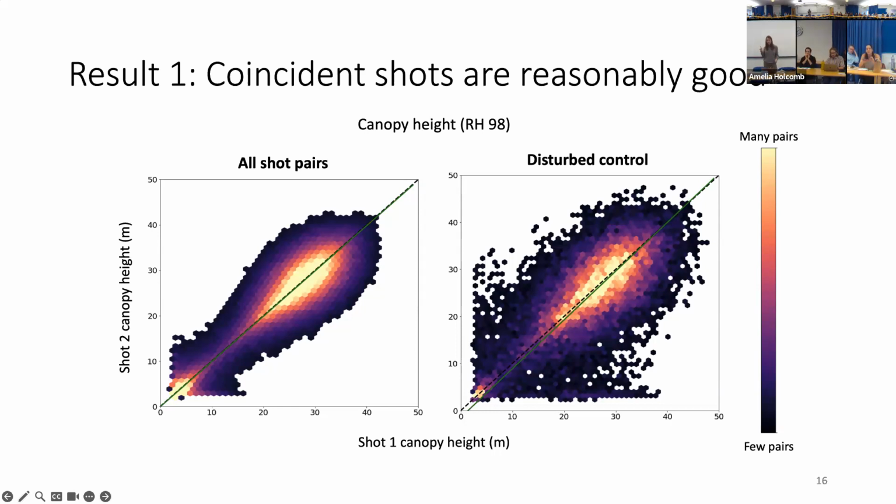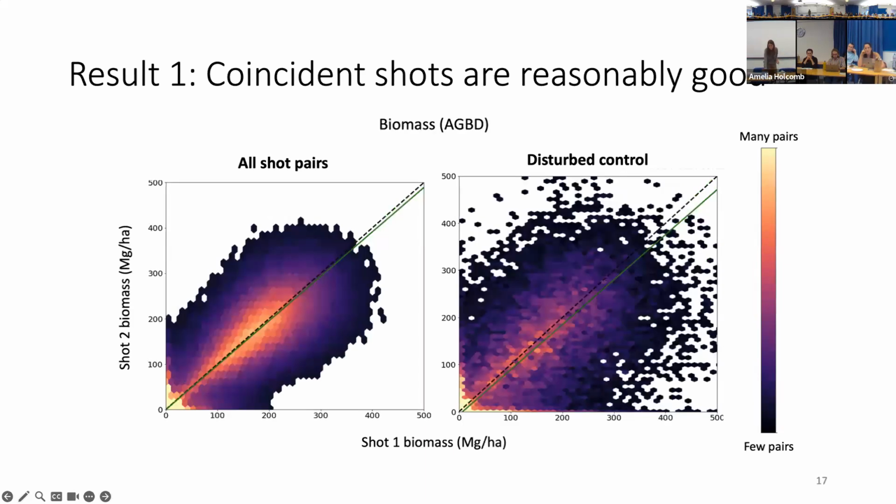But then, as we expect, the disturbed control on the right is much messier. And I think this is super interesting. We're seeing higher standard deviation and lower correlation, but in both, for canopy height, there's no bias. So the first shot is an unbiased predictor of the second shot.